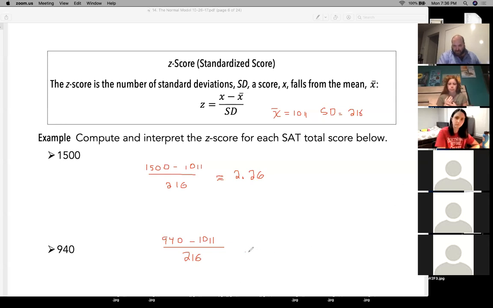So what do you get? Negative 0.3287, which tells me what? It's below the mean, but how far below the mean? Not exactly one deviation below the mean, but a little bit over a third. A little bit over a third. Yeah, there we go. Wonderful. Excellent.